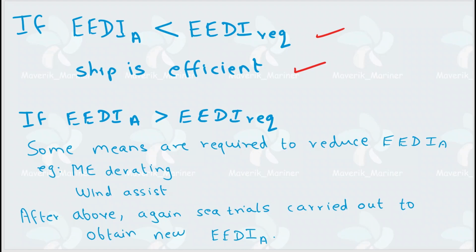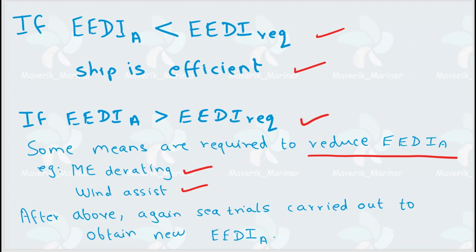But if the numerical value of EEDI-A during the sea trials is greater than EEDI required, then some provisions must be made to reduce EEDI-A. One of them is main engine derating, and another can be wind assist. You might have heard about wind assisted ships, where there are sails mounted on the ship which can be opened, thereby reducing fuel.